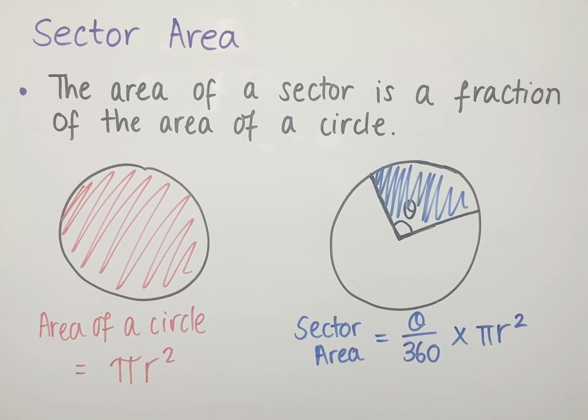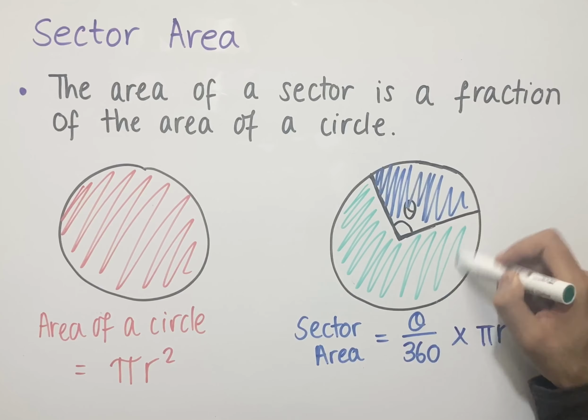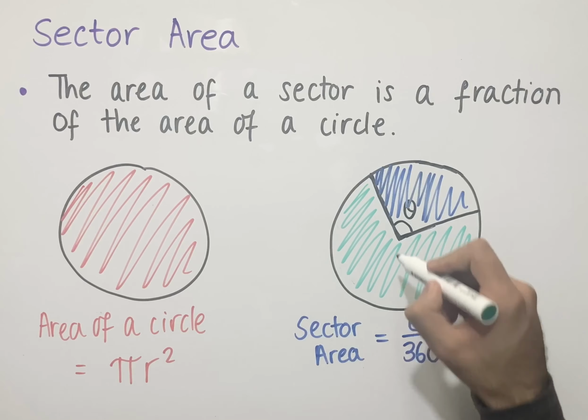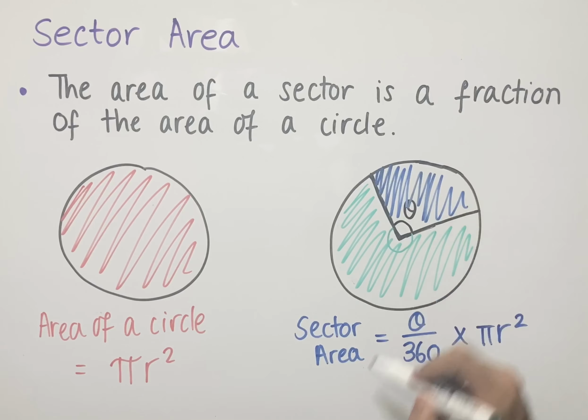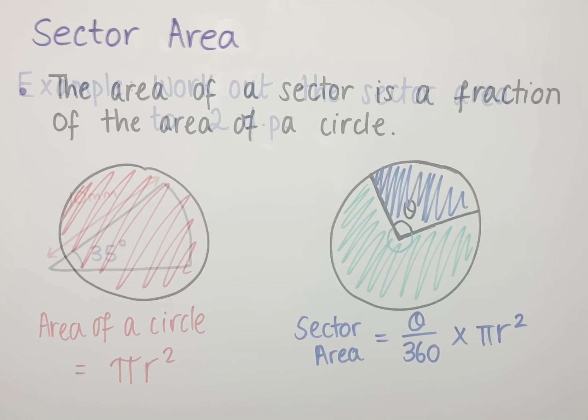Similarly, if we wanted to work out the area of the major sector here in green, then we would just require the angle that is taken up by the sector within the circle, and then we would just use this formula again. Let's look at an example.